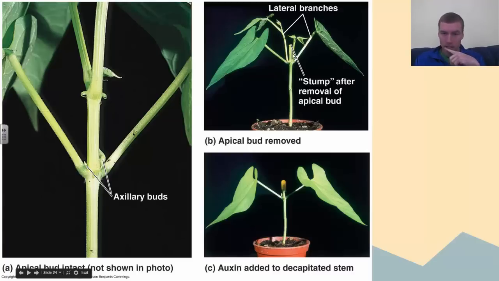You can see that right here, right? We've got growth from the axillary buds. However, if auxin is added to the decapitated stem, you notice that the axillary buds are not growing at all, because they're still getting their auxin. So that's what we talk about when we talk about apical dominance. That's where the growth is happening all at the top.